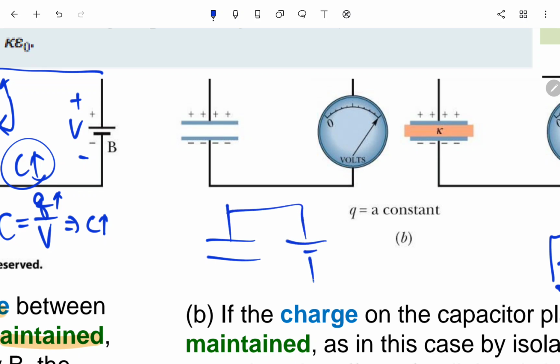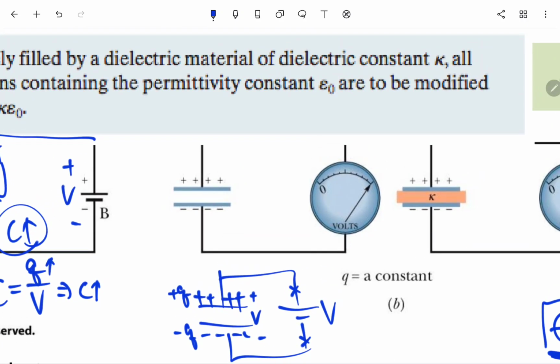So it's like we first have a capacitor and then we try to charge it with a battery with a potential difference V, and then there will be some positive charge on the top plate and some negative charge on the bottom plate. So it is a positive Q and a negative Q here. The potential difference is V, I should say. In that case, we try to disconnect the battery. After disconnecting the battery, the Q doesn't change because no charge can go in or out.